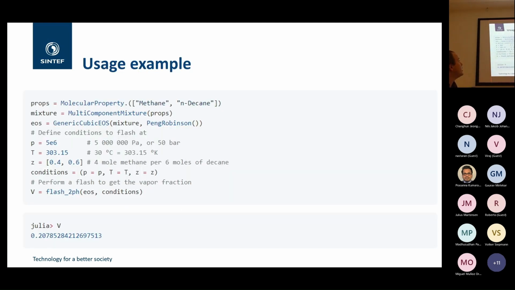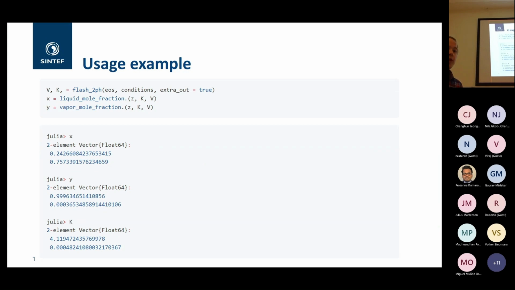An example of how you can use this module: you say, I just want the properties of methane and decane. I define that as a mixture, and I choose the equation of state. You can then define conditions. So these are the conditions of our box, pressure and temperature and mole fractions, so 4 moles of methane per 6 moles of decane. You define some conditions and you flash it, and you get out a vapor fraction, which tells you how much vapor there is per mole of total mass.